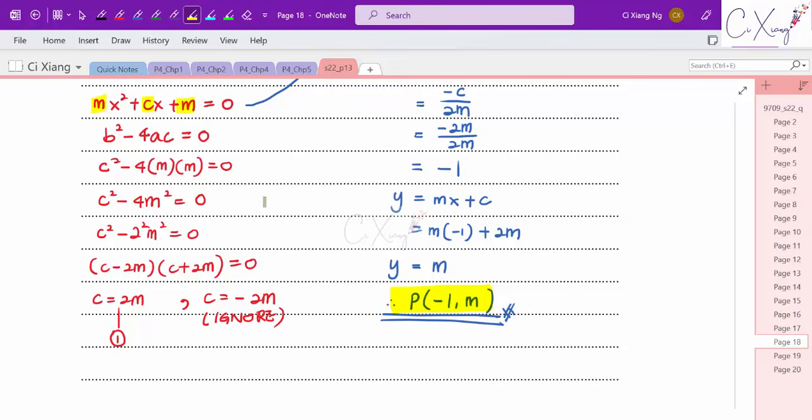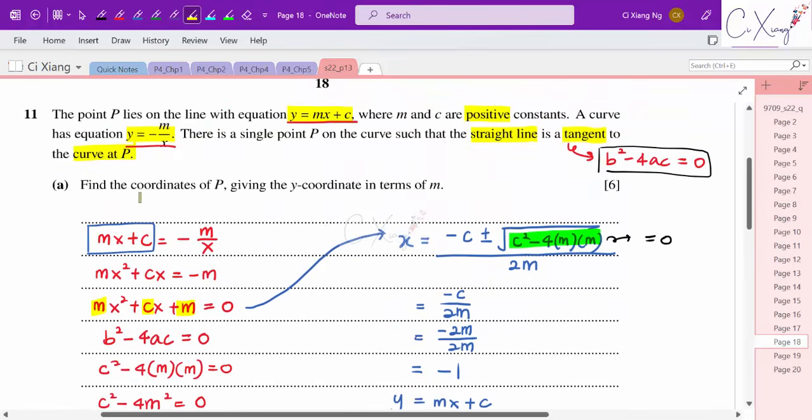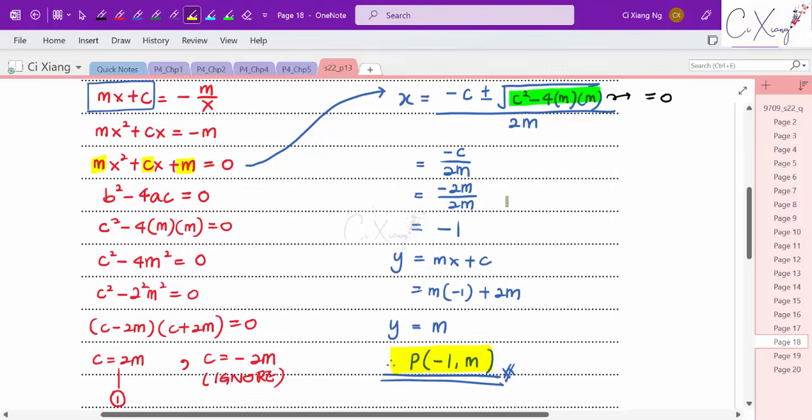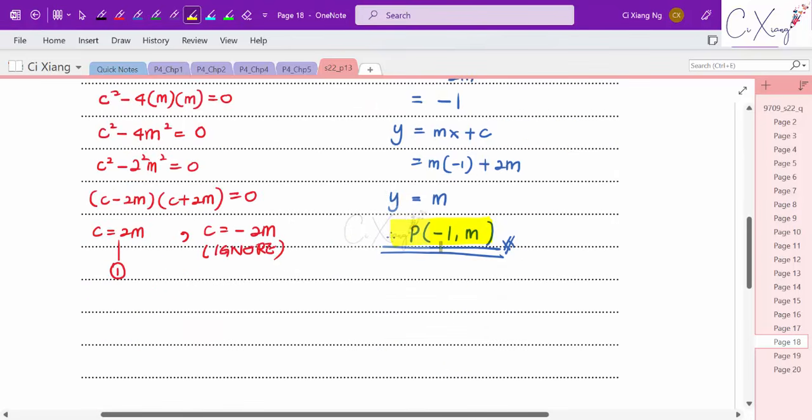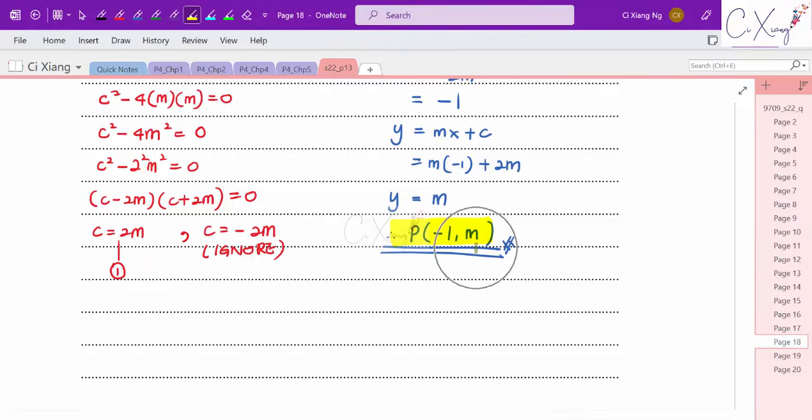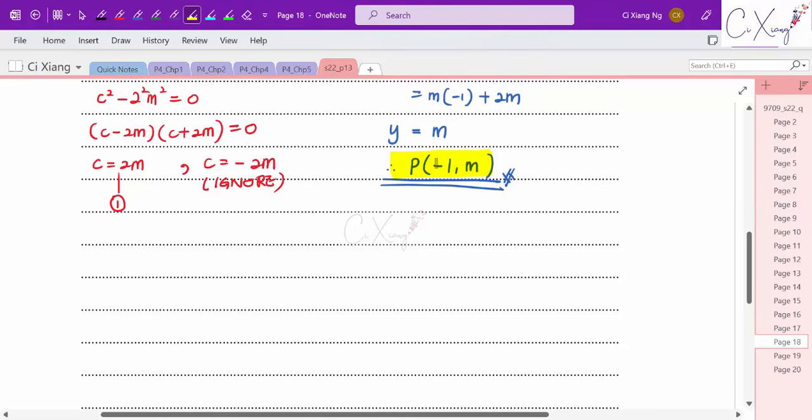Alright, so if you have a look at the question again, they are saying to find the coordinates of P, giving the y coordinate in terms of m. So you can try to observe your answer again. Our x coordinate is a number. Then they only mention the y coordinate is in terms of m. So I think our answer should be correct, fulfilling what the question asked. Okay, so this is what we have for part A. Our P is actually (-1, m). Then we can proceed to part B.